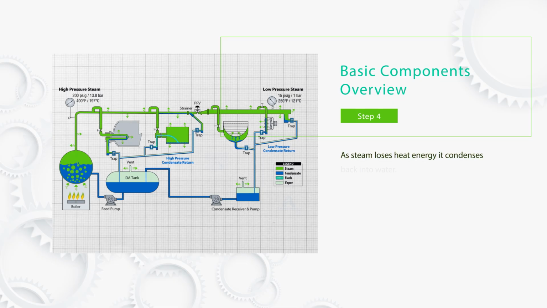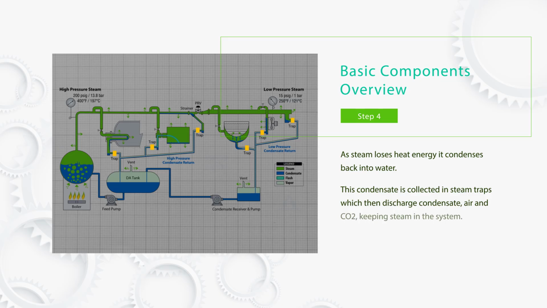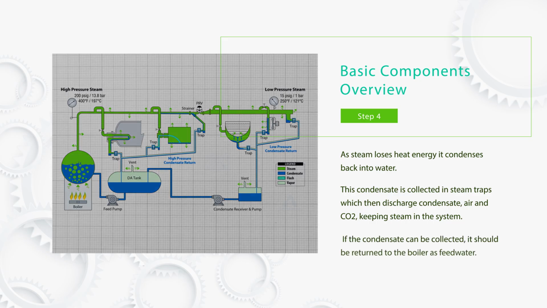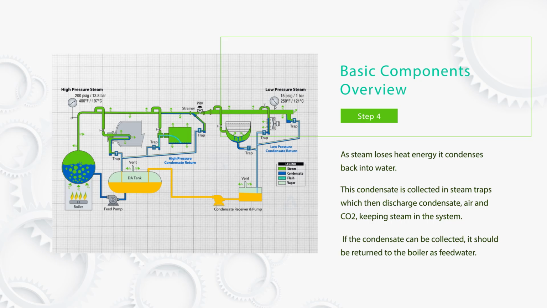4. As steam loses heat energy, it condenses back into water. This condensate is collected in steam traps, which then discharge condensate, air, and CO2, keeping steam in the system. If the condensate can be collected, it should be returned to the boiler as feed water.